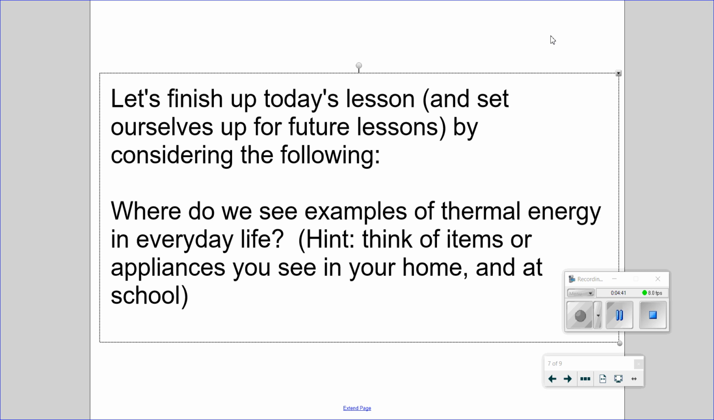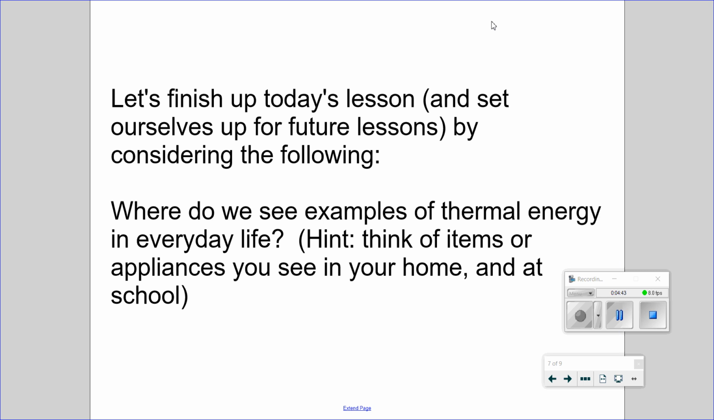Alrighty, let's wrap up today's video and set ourselves up for future lessons by considering the following. Where do we see examples of thermal energy in everyday life? Thinking back to the earlier diagram of the kettle of boiling water, that's an example of thermal energy. But what I want you to do when I'm speaking is put the video on pause and think of items or appliances you see in your home and at school that would use thermal or heat energy.